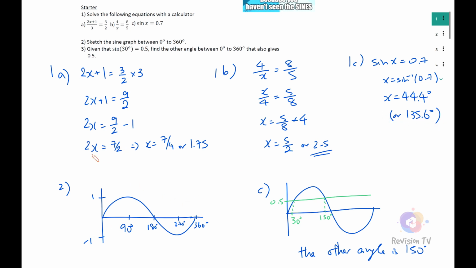For question 2, sine graph. We know that sine graphs start from 0 and then go back to the cycle, back to 360. For part C, when sine 30 equals 0.5, using the symmetry of the sine graph, we know that if that's 30 degrees, there will also be another 30 degrees on the other side. And we know that's 180, so 180 minus 30 is 150. If you press sine 150 in the calculator, you also get 0.5.